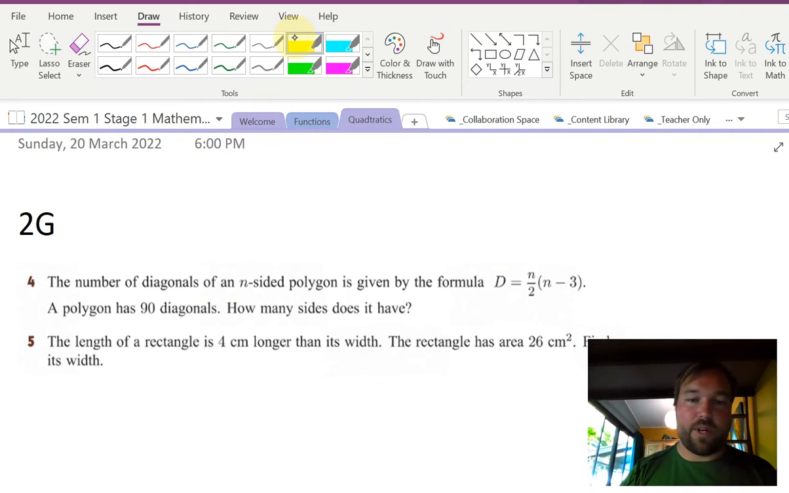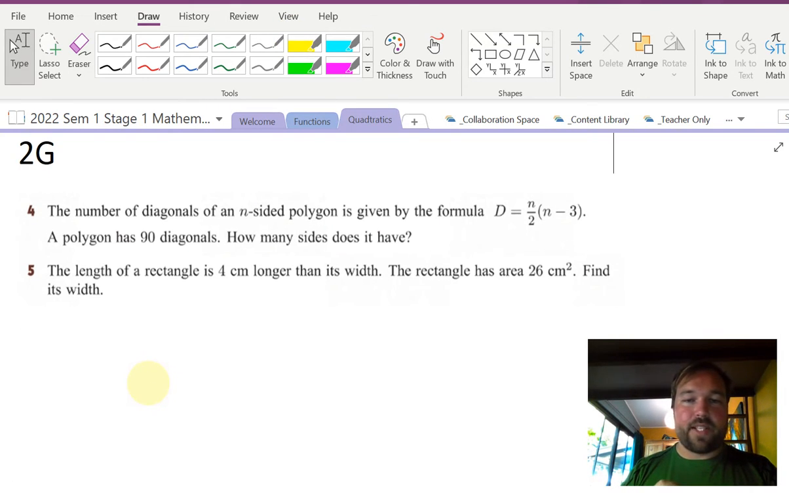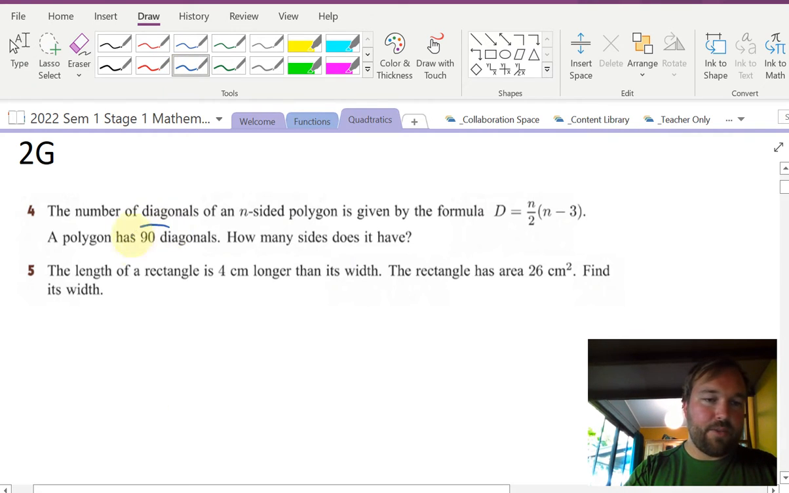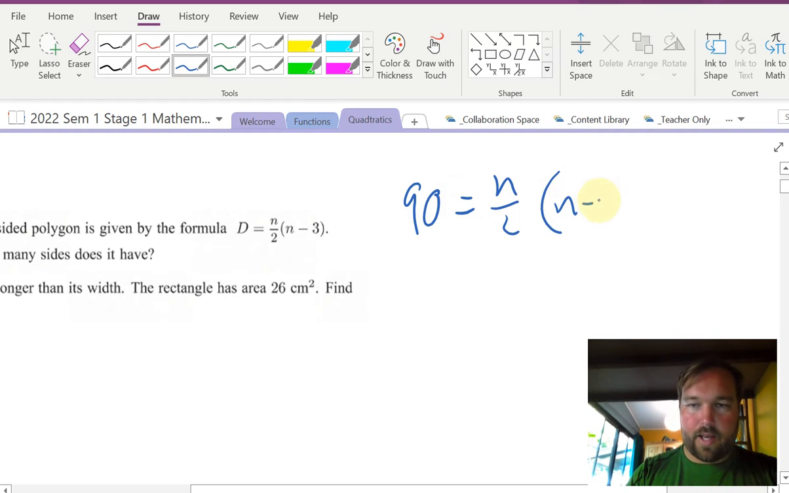So we're starting with 2G, question 4. And very nicely, they give us a formula. The number of diagonals on an n-sided polygon is given by the formula d equals n on 2 (n take 3). Okay? A polygon has 90 diagonals. How many sides does it have? Alright, 90 diagonals is telling us to substitute into the formula. So 90 equals n on 2 (n take 3).